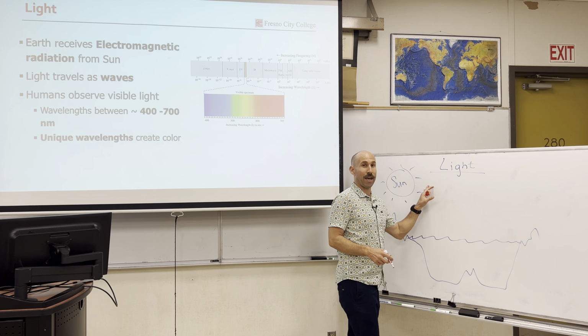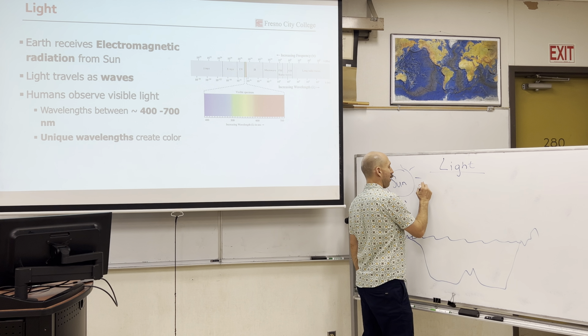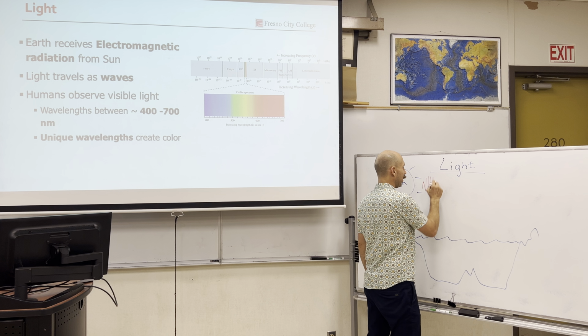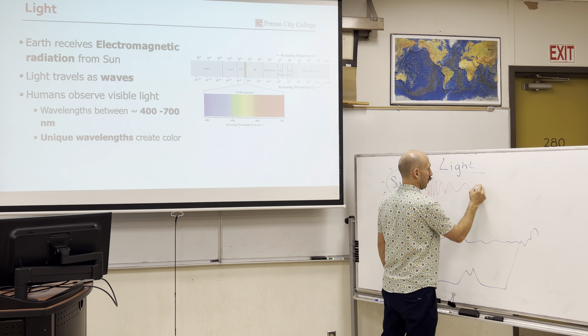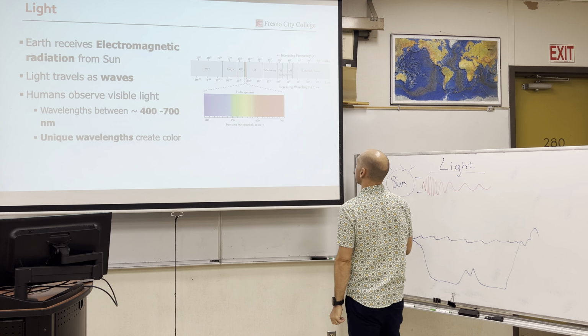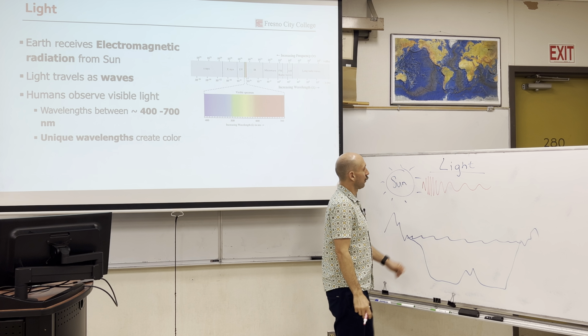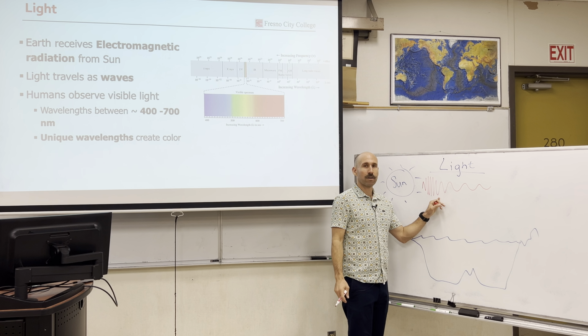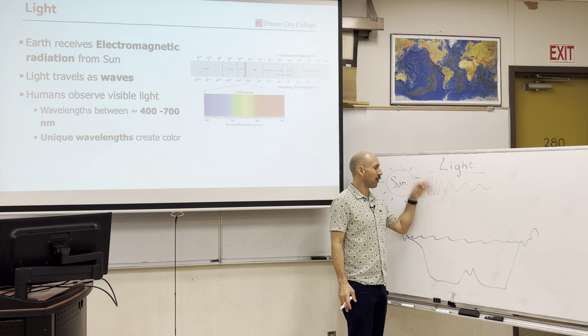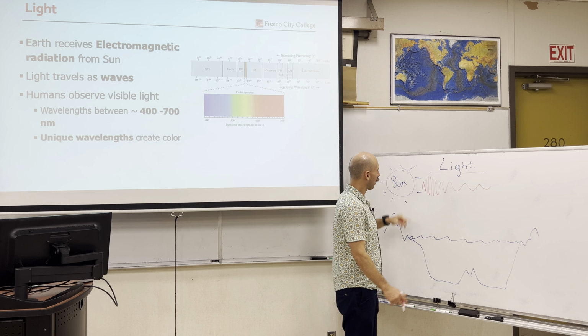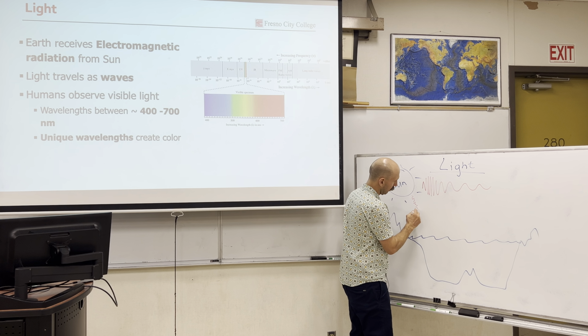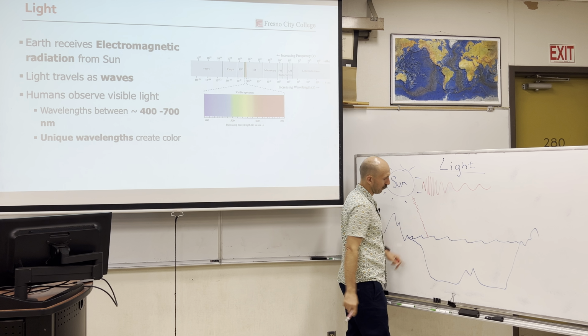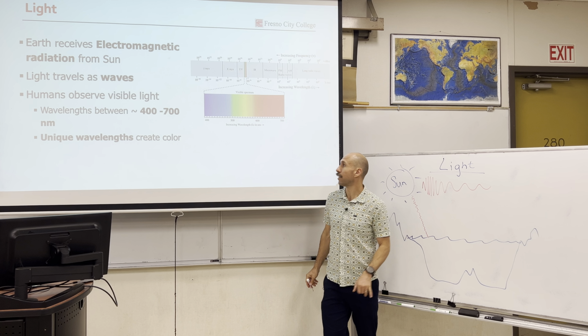Light from the sun is a wave, from really, really short to really, really long. A lot of the short wave, the harmful UV radiation, is blocked out by the atmosphere. But a lot of this light actually makes its way to the ocean.